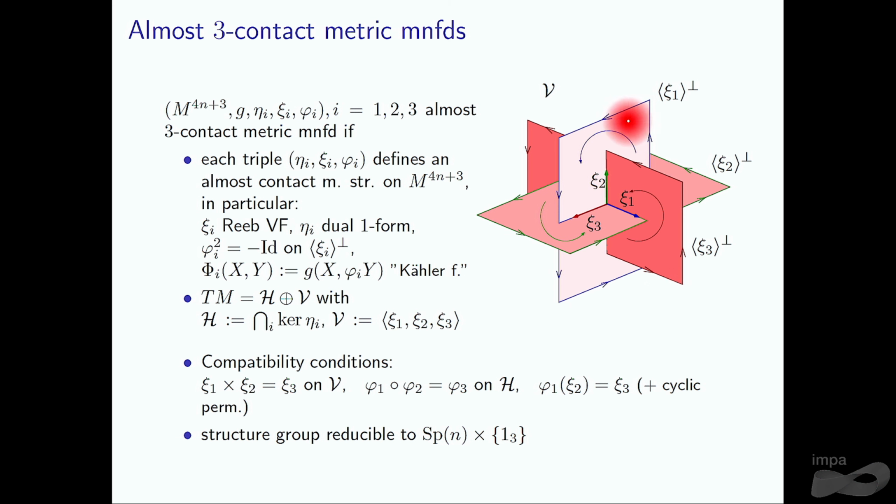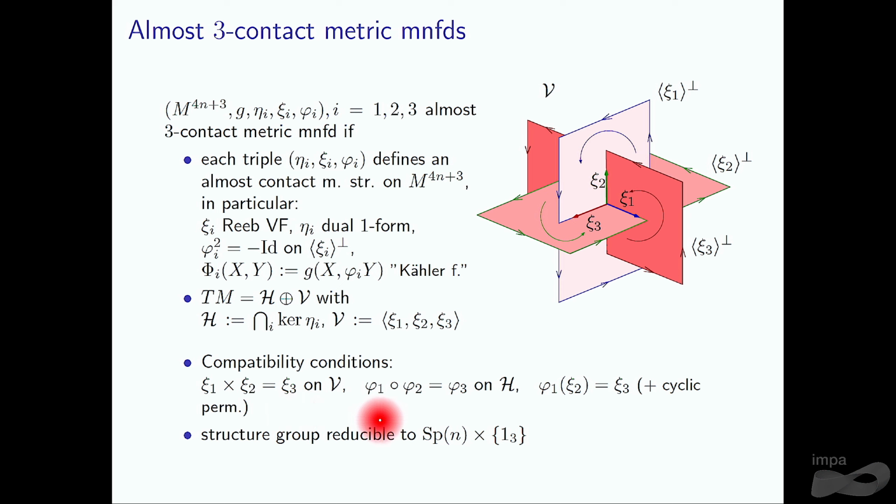And basically, phi should be such that now psi2, psi3 lie in this orthogonal plane, the two other wave vector fields, and it maps xi2 to xi3, and so on, just following these orientations in a suitable way. So the orientations, how to map vector fields to each other, are indicated by the arrows on the edges of the plane. Okay, so these are the compatibility conditions: psi1 times psi2 is psi3 on V with the cross product.